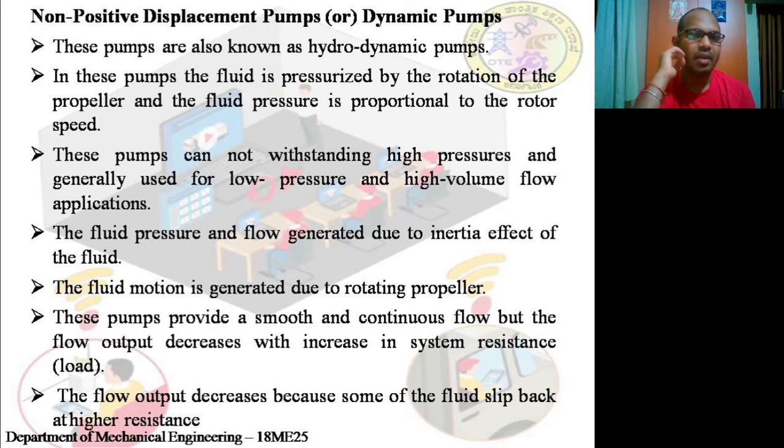Now, if you consider this, the fluid pressure and flow are generated due to the inertia effect of the fluid motion produced by a rotating propeller. These pumps provide a smooth and continuous flow, but the flow output decreases with an increase in the system resistance, that is the load.